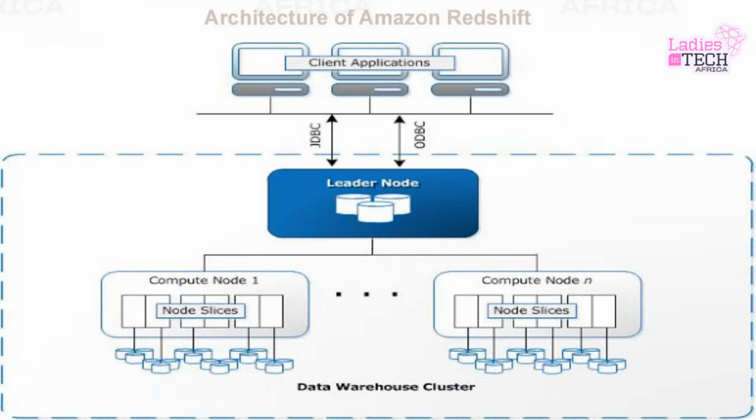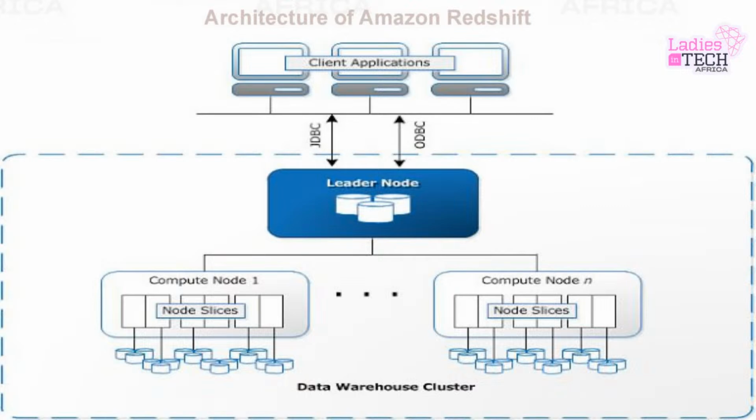So one thing you need to know: you see compute node 1 to compute node n. That means, as we said, one of the benefits of Amazon Redshift compared to other traditional data warehouses is that it scales almost infinitely. It just scales. You get it now. So that's why we say n.